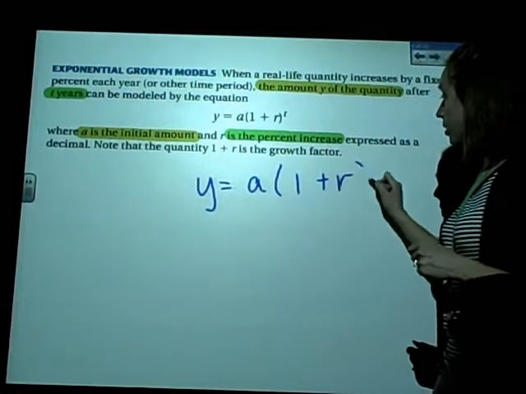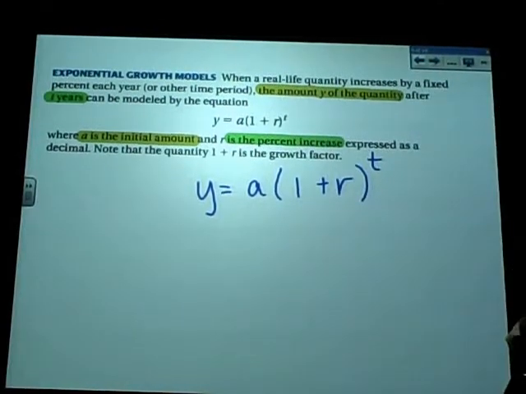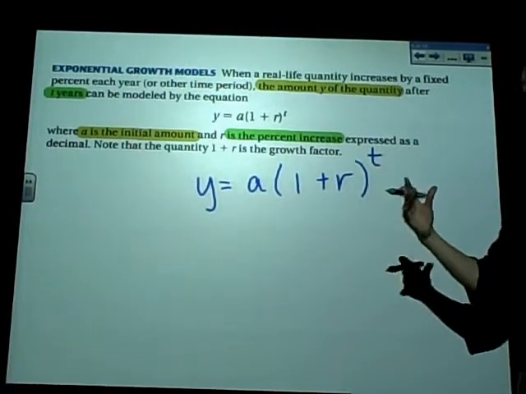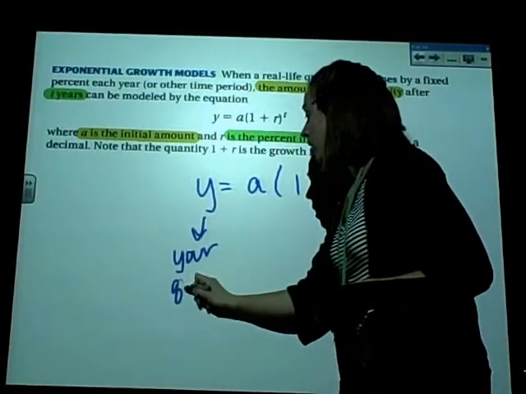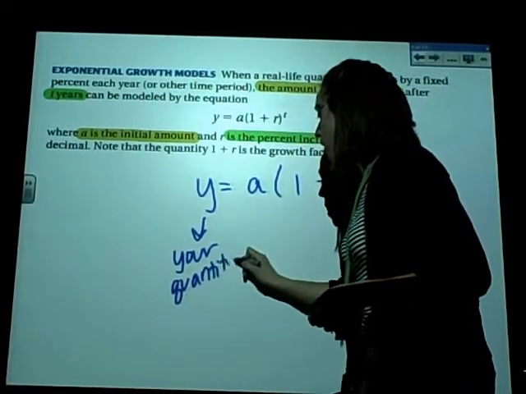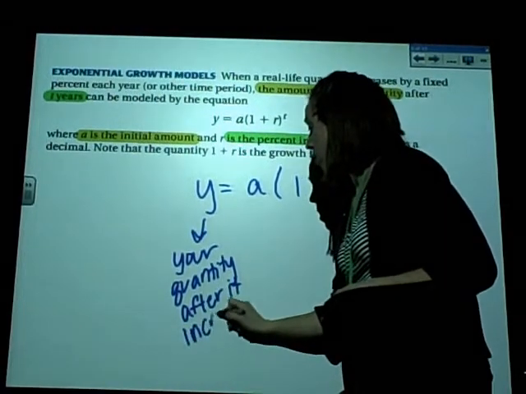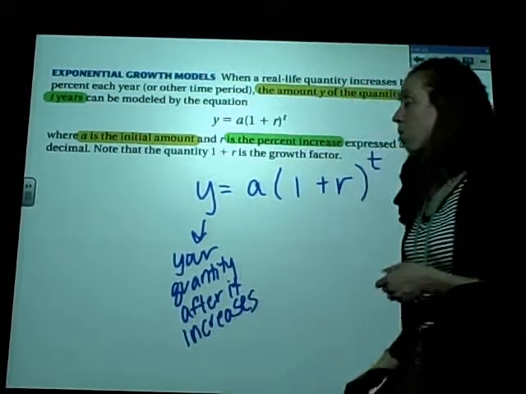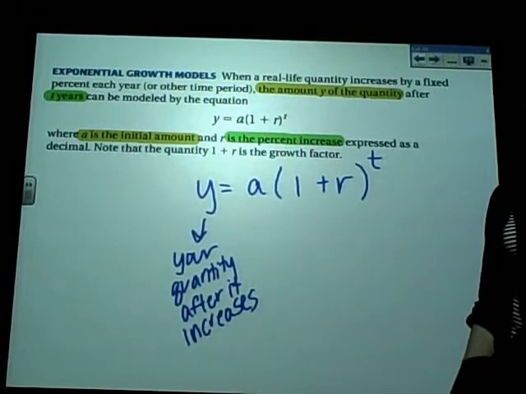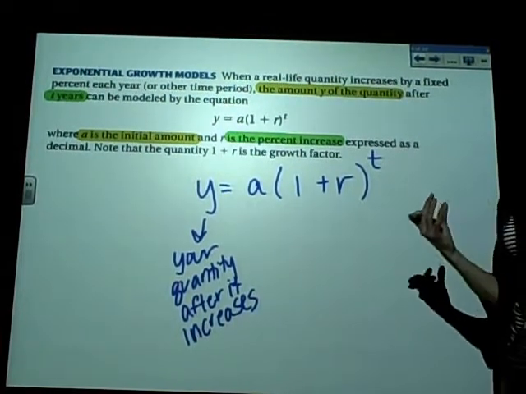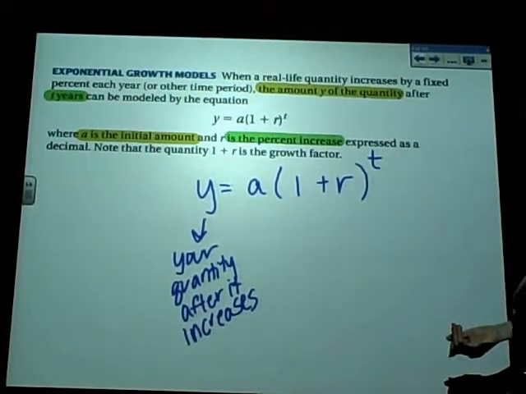the variables obviously represent different things. Okay, y represents the amount of your quantity that's increasing. Okay, so we're going to say y represents your quantity after it increases. So for example, I know that they use this for science to study how bacteria can grow in a certain mixture. Y would represent the amount of bacteria that you ended up with after a certain amount of time.